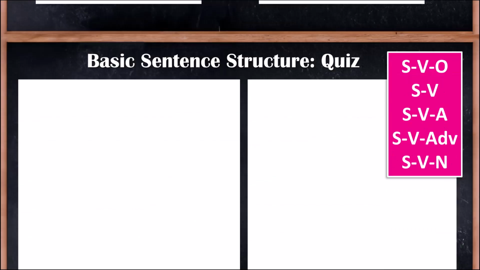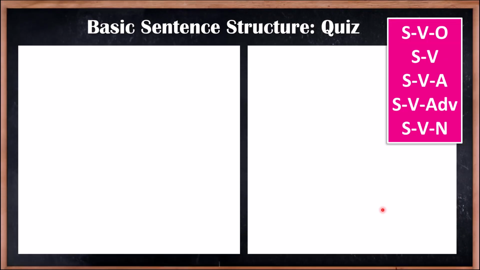So now it's time for our quiz. I'm going to read 10 sentences in total, and you have to identify the sentence pattern. We have subject-verb-object, subject-verb, subject-verb-adjective, subject-verb-adverb, and subject-verb-noun. Let's begin.